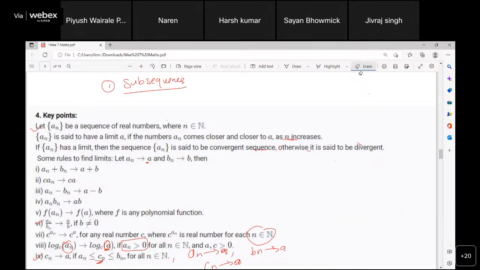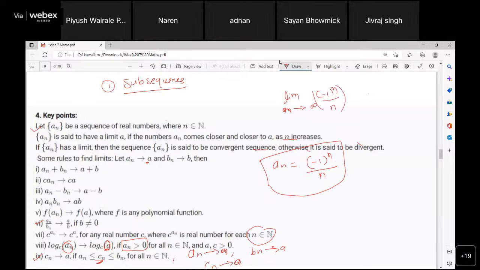Okay, so let us take the same example. Say we have an equals -1 to the power n upon n. Now I need to find out the limit of this particular sequence. How to do that?